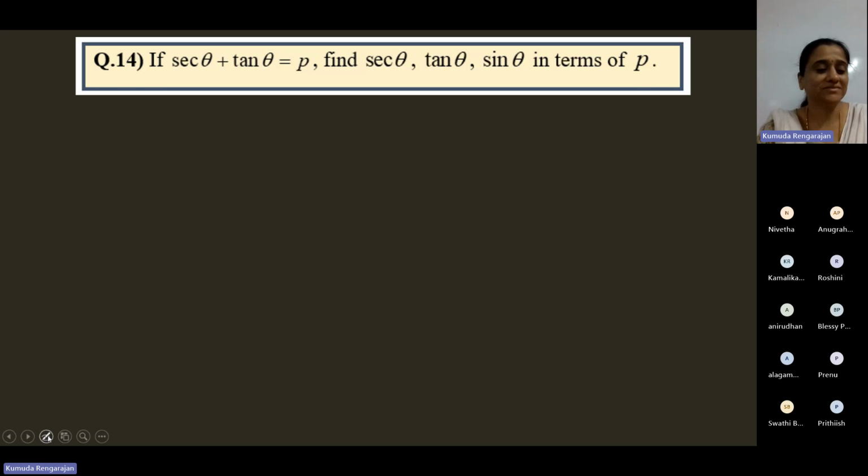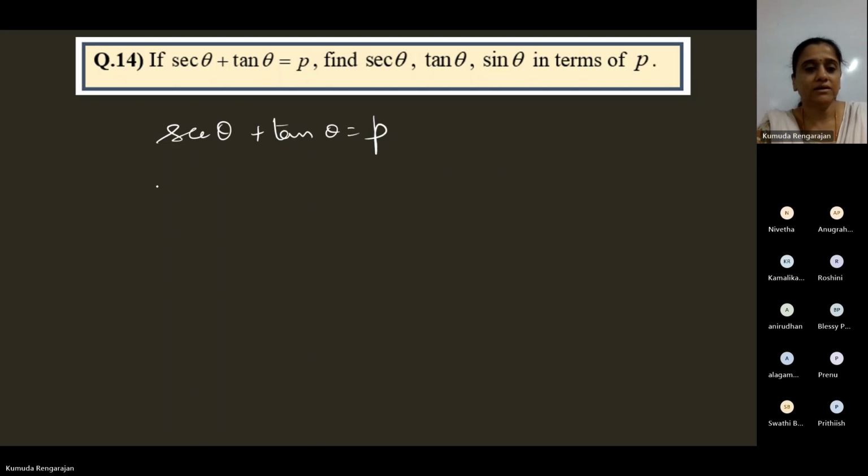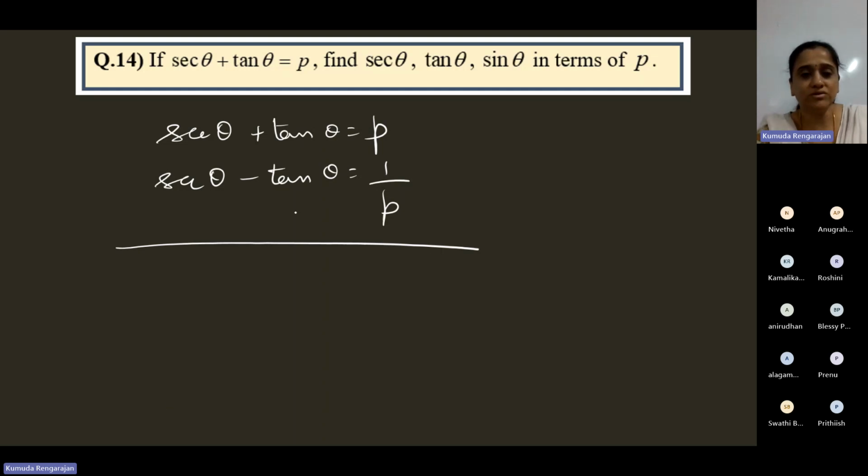So here, secant theta plus tan theta is equal to P. Secant theta minus tan theta is 1/P. So solve the equations. You can find the value of secant theta. Then again write the same two equations.